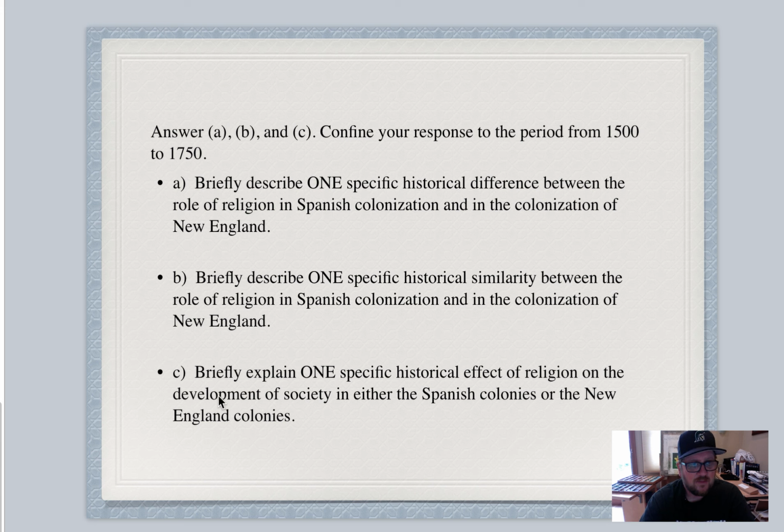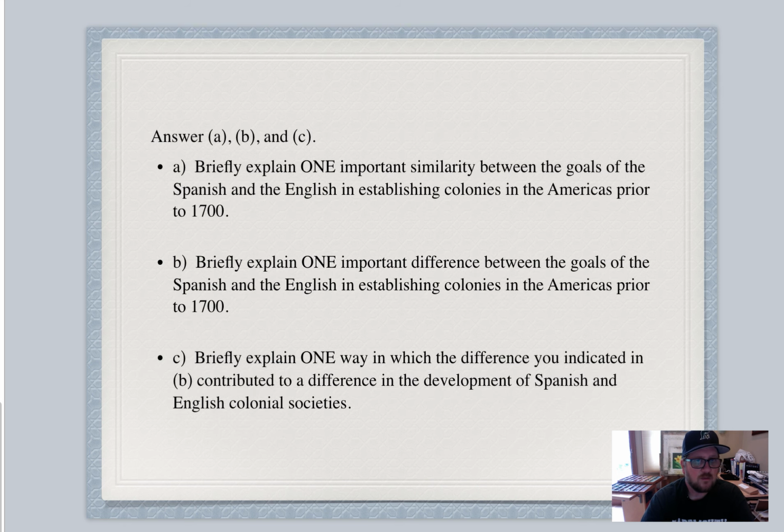Okay, so you can do that one. And then, briefly explain one specific historical effect of religion on the development of society in either English or Spanish colonies. So that was one from a few years ago. And this was the very first one. I think this one came out in 2016.